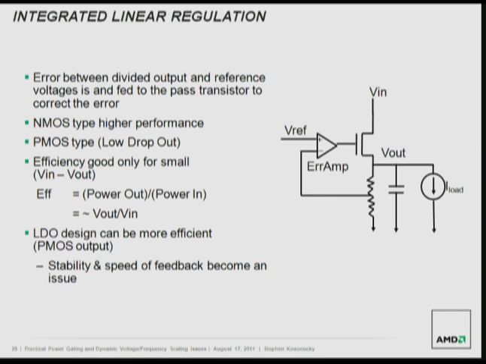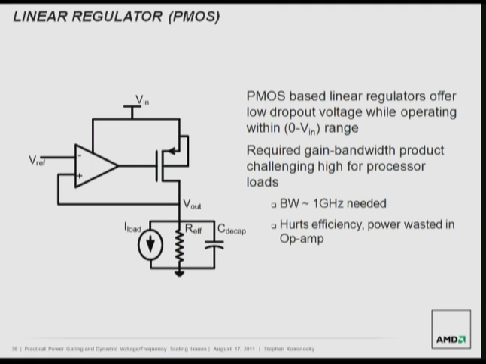And so if you have a low drop there, you can get actually pretty high efficiency. The LDO can be more efficient, the PMOS output, but there are some speed and stability impacts there that are hard to manage and it could become an issue. If you look at the PMOS style, some of the challenges here is really the bandwidth of the system has to be very high to deal with the demands of a modern processor, where it has to be at least a gigahertz type bandwidth, or else you need a very large decoupling cap on the output to deal with those transients that we see in processors. And that's very challenging with a feedback design system like this.